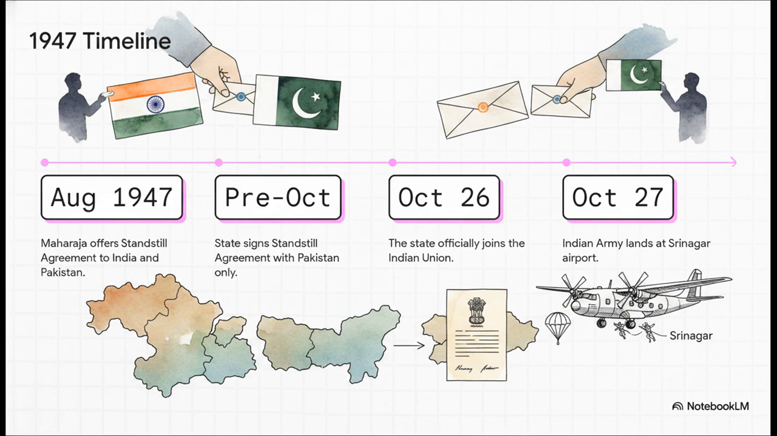He was basically trying to hit the pause button and delay making a final decision on accession. But before October rolled around, the state only ended up signing that standstill agreement with Pakistan. India didn't sign one. Obviously, that kind of political limbo couldn't last forever. On October 26, 1947, the state officially joined the Indian Union. And literally the very next day, October 27th, the Indian Army landed at Srinagar Airport.